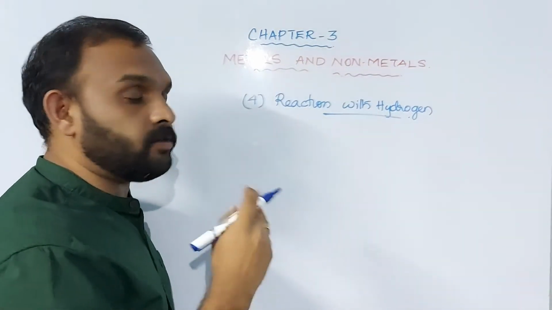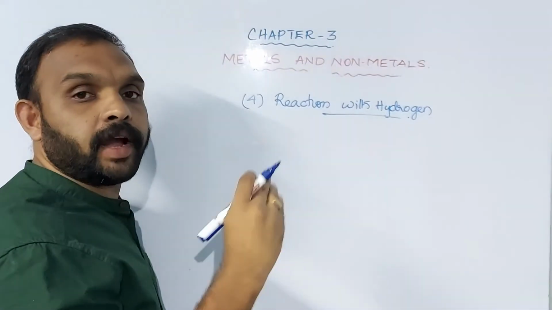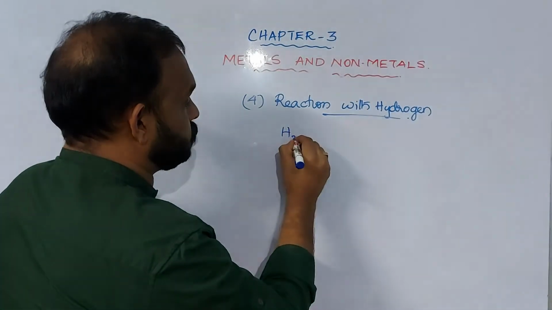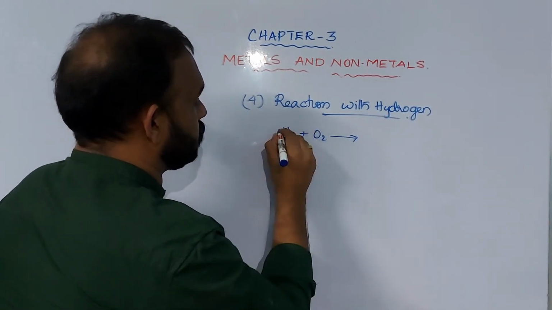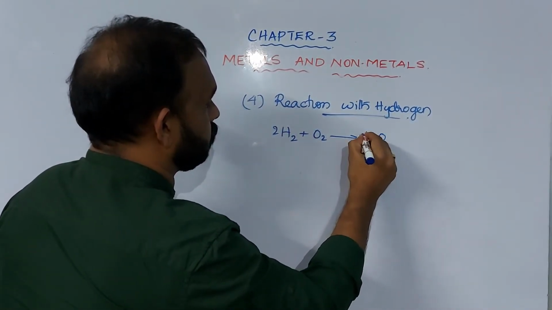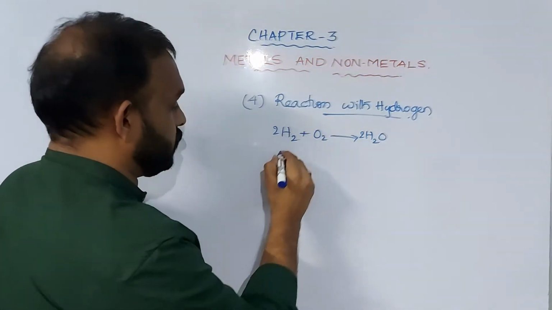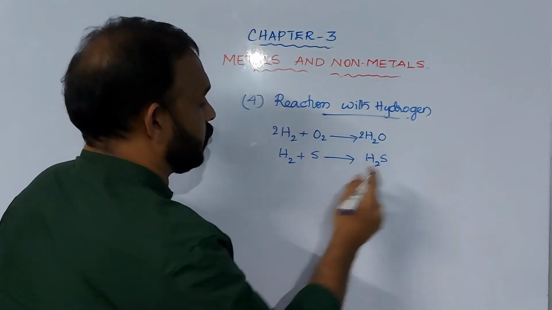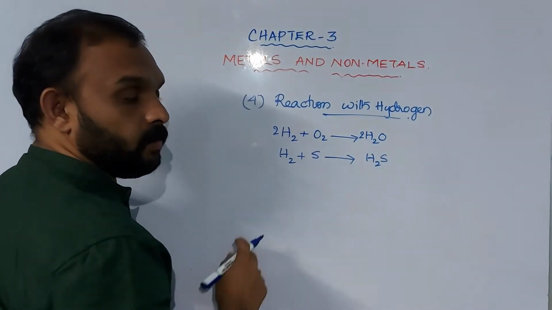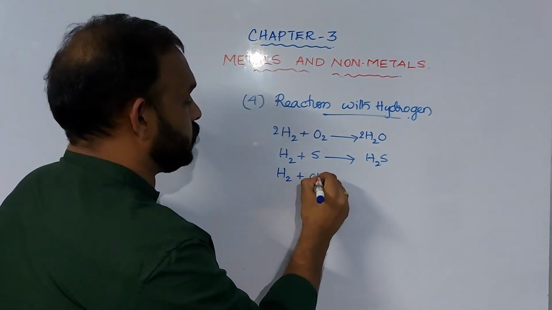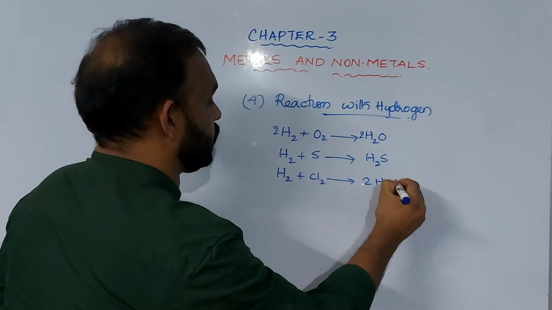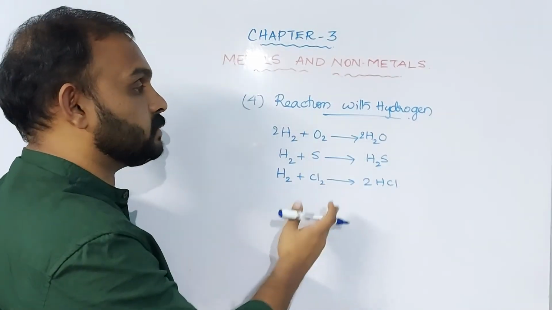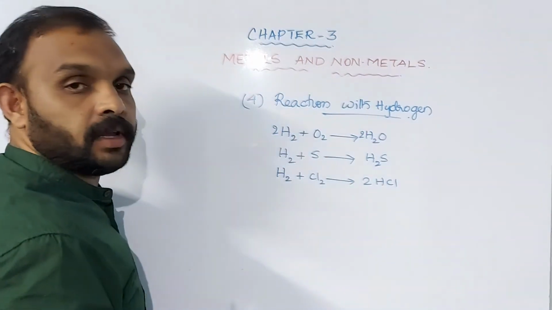Nonmetals react with hydrogen to form their corresponding hydrides. Let us see some examples. H2 plus O2 gives H2O, the best example we can write. Another example, H2 plus S gives H2S: hydrogen plus sulfur gives hydrogen sulfide. H2 plus Cl2 gives 2HCl: hydrogen plus chlorine gives hydrogen chloride gas. So these are the examples of reaction of nonmetals with hydrogen.